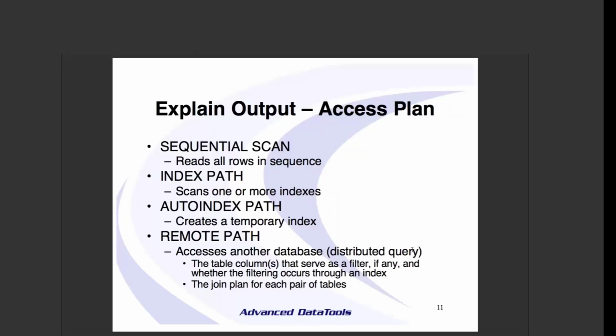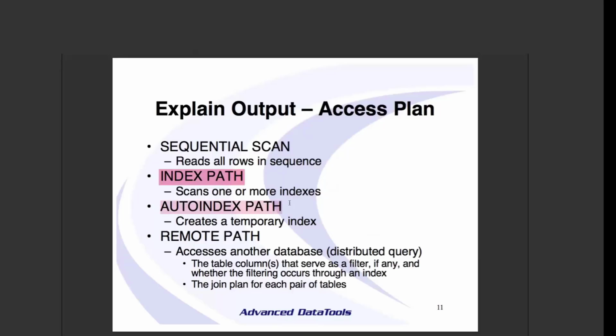The second access plan is an index path where it uses an index to read a table. And it might scan 1 or more index paths, and it will tell you which indexes it's using if it's going to use an index path.